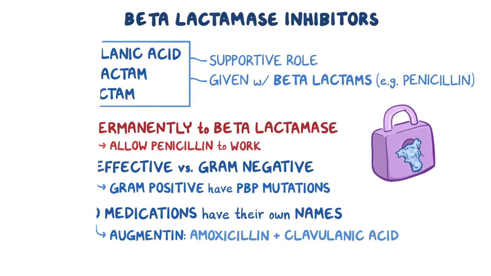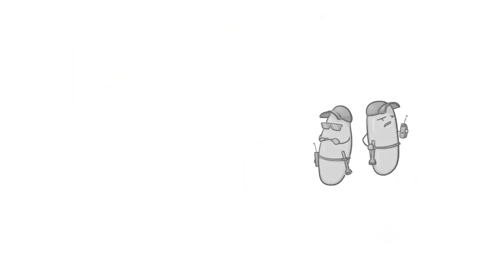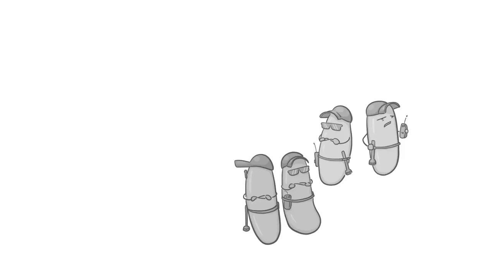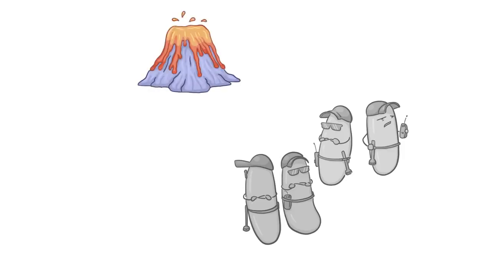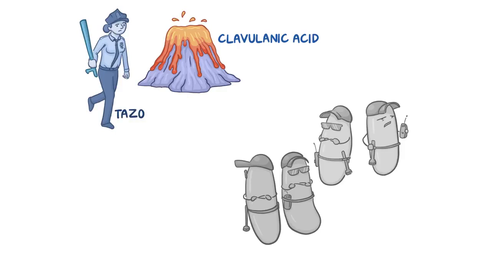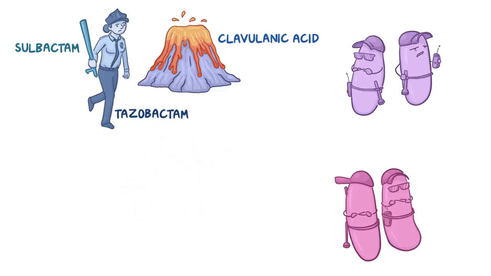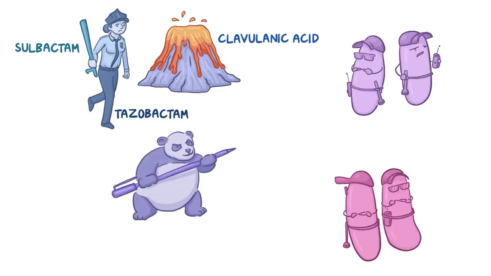Again, back to the mnemonic. Let's look at the bacterial security guards representing the beta-lactamases. We have an erupting volcano to represent clavulanic acid, and a police officer with a baton to represent tazobactam and sulbactam. Together, they're enough to scare away the security guards. Notice some are pink, since gram-negative bacteria stain pink, and the rest are purple for the gram-positive bacteria. This clears the way for the panda with a pen, our symbol for penicillin.